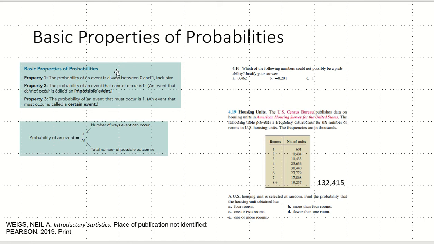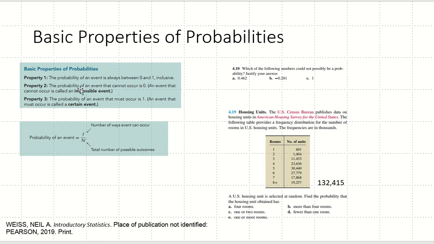Hello, in this video we will go over the basic properties of probabilities. The properties are listed in this table over here. Property 1 states that the probability will be between 0 and 1.